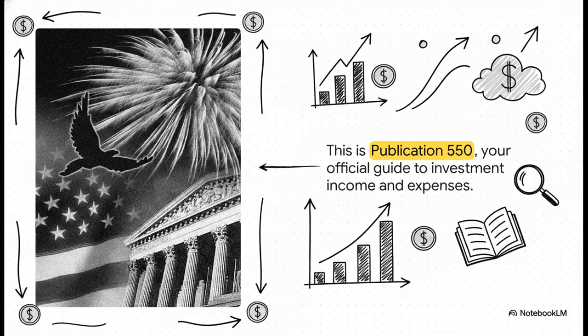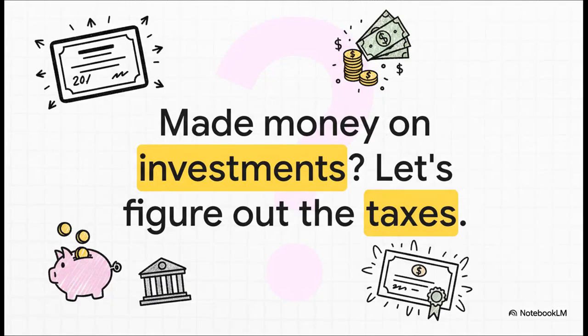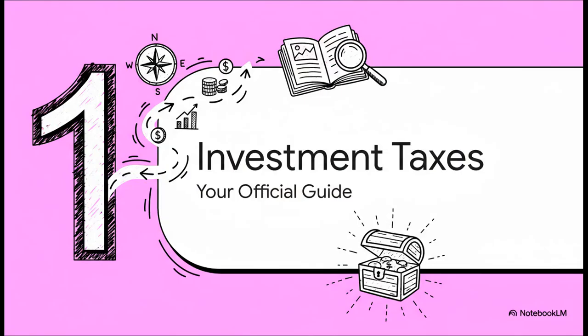This is our guide for the journey, IRS Publication 550, which is officially called Investment Income and Expenses. This is the real deal, the definitive source from the IRS, and we're going to break it down together. So, if you've sold some stock, earned dividends, or maybe collected interest from a savings fund, yeah, this explainer is for you. We're going to walk through exactly how the IRS looks at that income and what you need to do about it.